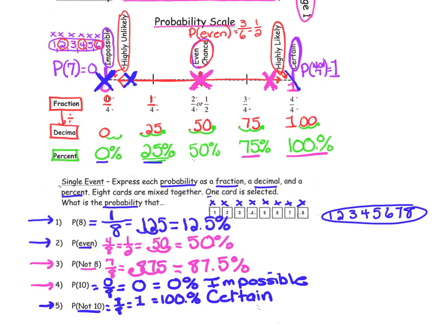We would mark that particular event here on the probability scale. It absolutely must occur. Hopefully you understand the probability scale a little bit better. Remember, the scale only starts at 0 and goes as high as 1. This concludes the video for page 1.